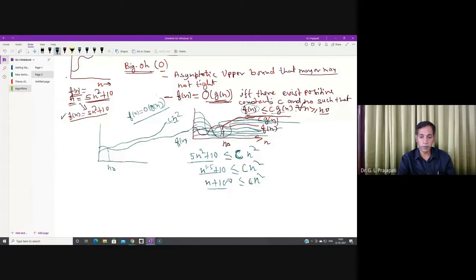And even since the rate of growth of the logarithm is less than the polynomial, you can also say that log n is also less than c into n square, for some constant.